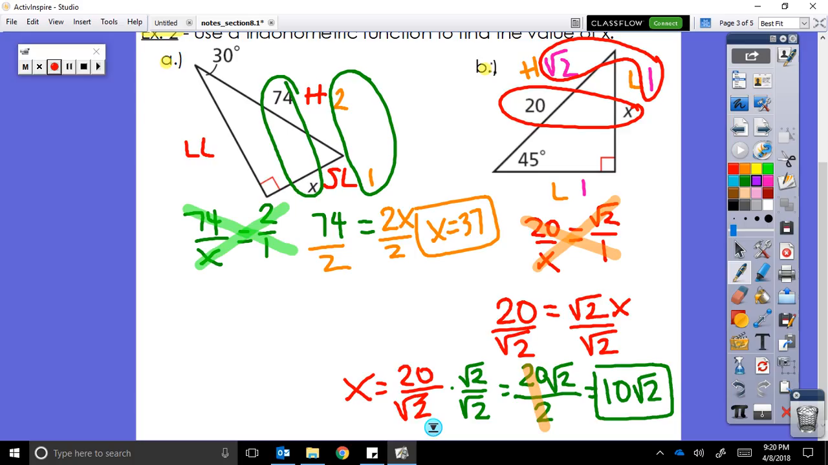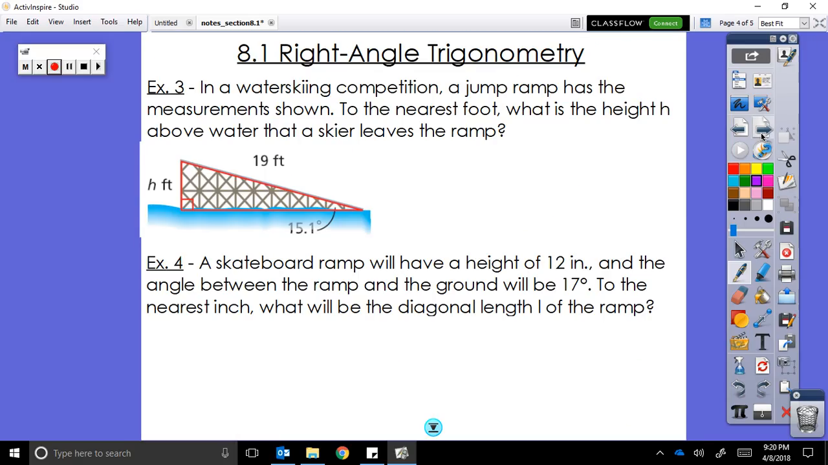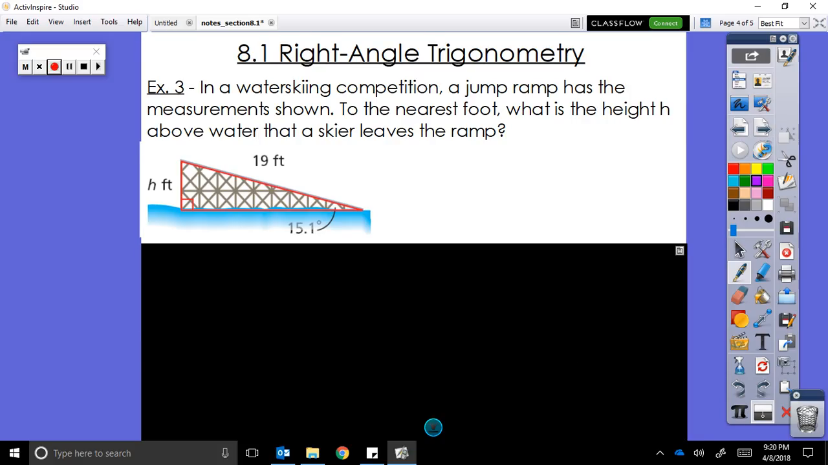Okay? So I just want you to try them, try to remember them, and if you have questions, we'll go over them tomorrow. Alright? Let's try a couple word problems. And I know you're freaking out because it said word problem, but here's what I want you to remember. I want you to remember that if I know SOHCAHTOA, if I know what sine, cosine, and tangent are, I can answer this question. Okay? So let's look at number 3. In a water skiing competition, a jump ramp has the measurements shown. To the nearest foot, what is the height h above water that a skier leaves the ramp?